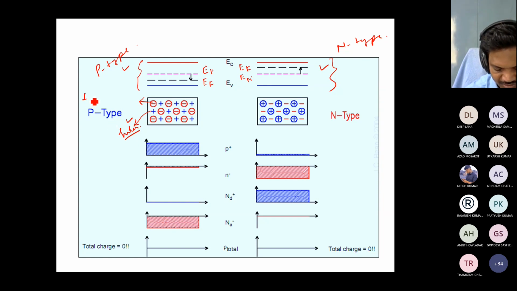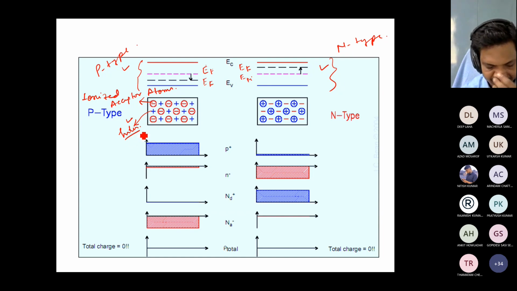Electrons? No, encircled ionized minus atoms. Ionized acceptor atoms. Okay. And this plus sign represents holes.